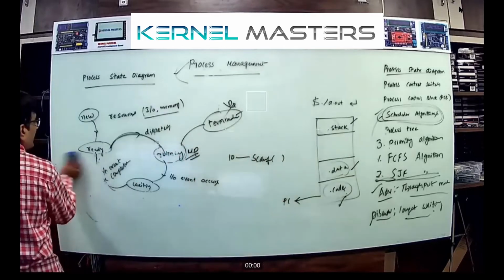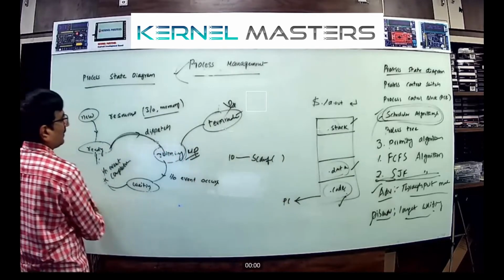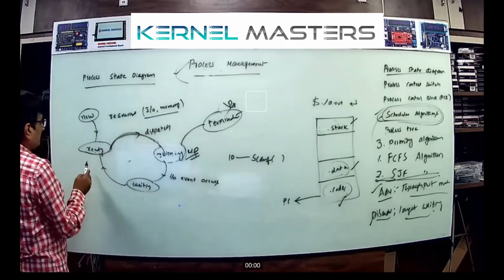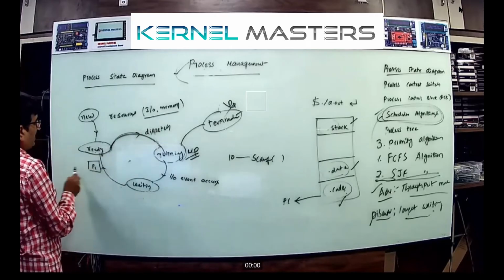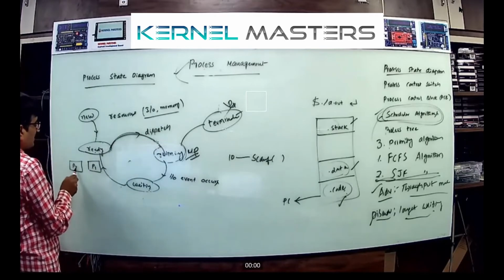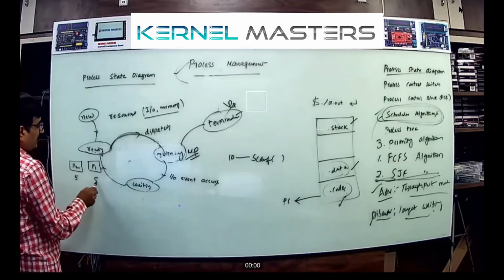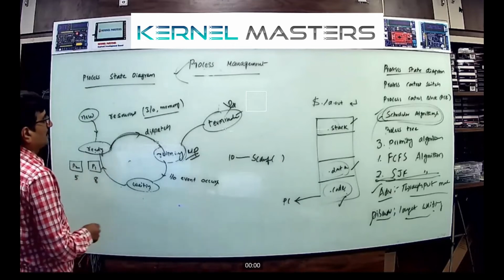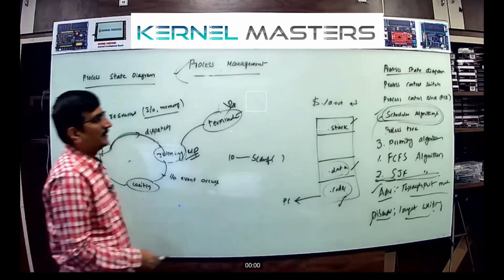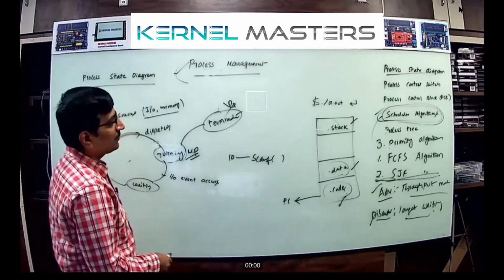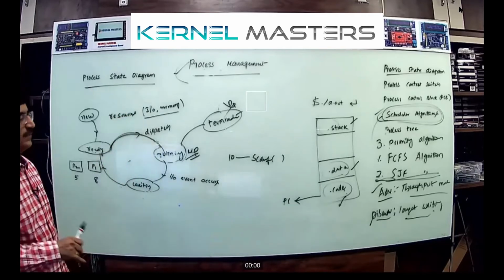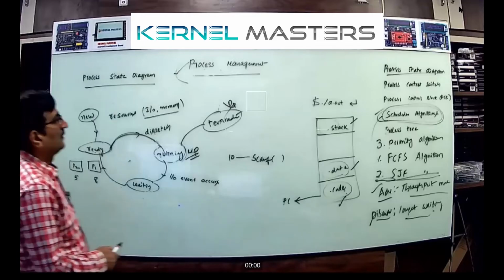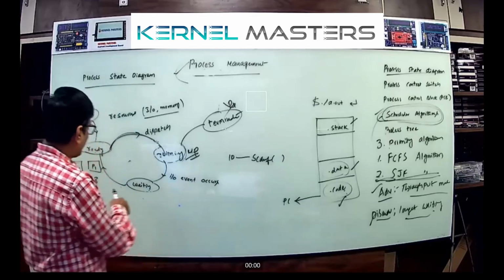In the priority algorithm, one more concept is also there. So first P1 is running, and P2 is there. Two processes are there only, here 5, here 8. In the priority algorithm, two types are there: preemptive priority and non-preemptive priority. I'm telling preemptive priority. Check it now.